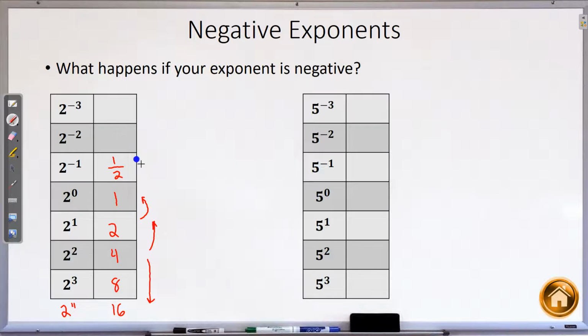Well, if we want to do that again, we're going to divide by 2 again. So 1/2 divided by 2 is 1/4. Half of a half is a fourth. And if we divide that by 2 again, hopefully you can see we're just going to multiply the denominator by 2, so that will be 1/8.